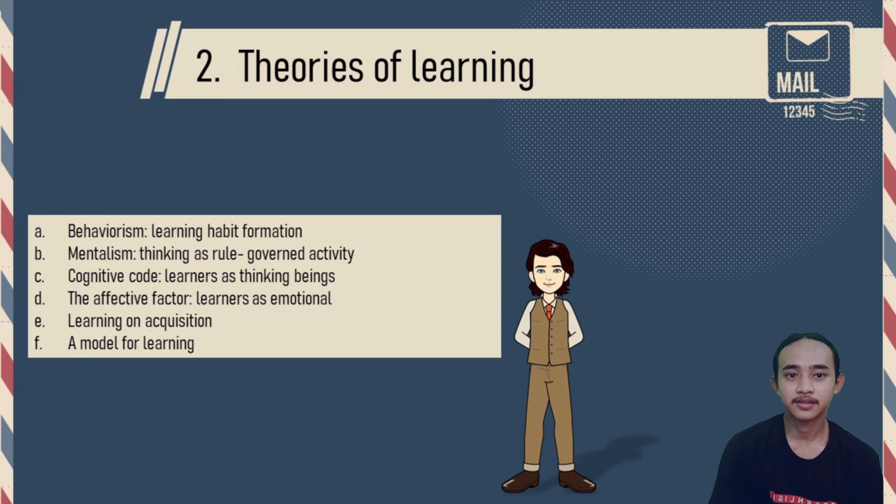B. Mentalism, thinking as rule-governed activity. Learning is not just a form of habit, but the rules of learning, a process where individual experiences are used with thought to formulate hypotheses or tentative assumptions. Mentalism is seen by children as humans who have their own creativity. C. Cognitive code, learners as thinking beings. Learners will learn when they are actively thinking about what they are learning.